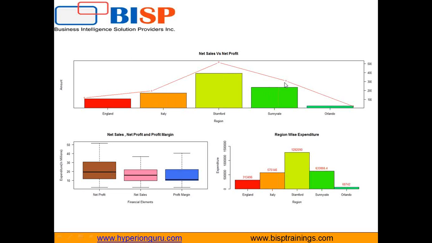The first chart indicates net sales versus net profit. The third one is region wise expenditure, and the second one is a box plot which displays net profit, net sales and profit margin. It is used for grouping, showing the maximum and the lowest net profit. In a similar way, we have the maximum net sales, the maximum and least profit margin, as well as the mean of the profit margin of all the data.